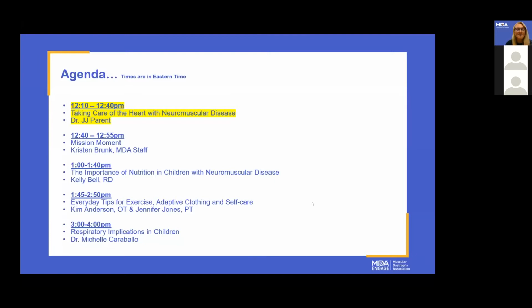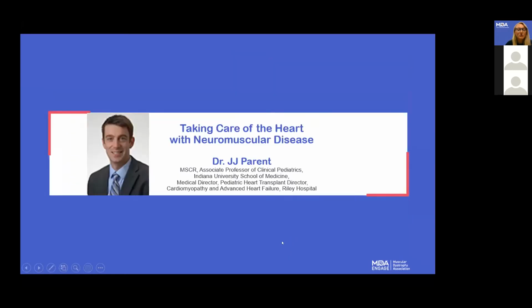John J. Parent. Dr. Parent currently serves as the Medical Director of Pediatric Cardiac Transplantation, Cardiomyopathy, and Advanced Heart Failure. He received his degree from Indiana University School of Medicine, where he also went on to do his pediatric residency and pediatric cardiology fellowship. During his pediatric cardiology fellowship, he obtained his Master's of Science in Clinical Research from Indiana University. Following his pediatric cardiology fellowship, he went on to do one additional year of training at Cincinnati Children's Hospital Medical Center in the areas of cardiomyopathy, cardiac transplant, advanced heart failure, and mechanical circulatory support.